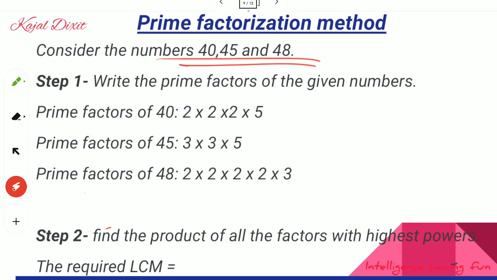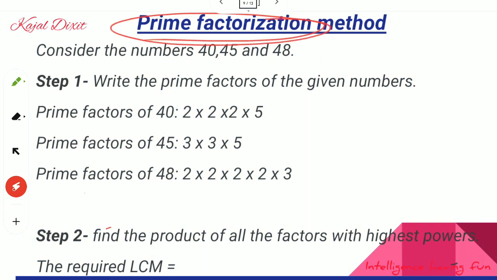Prime factorization method. As the name suggests, we need to write down the prime factors of the given numbers. So what are the prime factors of 40, 45 and 48? The prime factors of 40 are 2, 2, 2 and 5. What are the prime factors of 45? These are 3, 3 and 5. And what are the prime factors of 48? These are 2, 2, 2, 2 and 3.